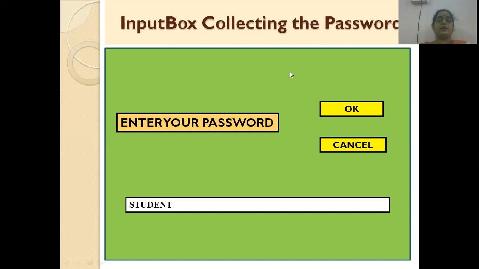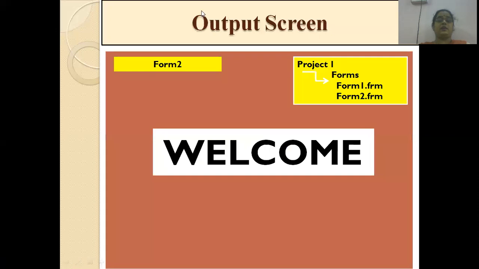So the input box will be displayed here. I'll give the input and click on the OK button. When I click on the OK button, the condition is true, the password is correct, and form 2 will be displayed here like this. And form 2 is shown in the project window. You can see your form is already stored in the project layout, and it will display the message welcome.